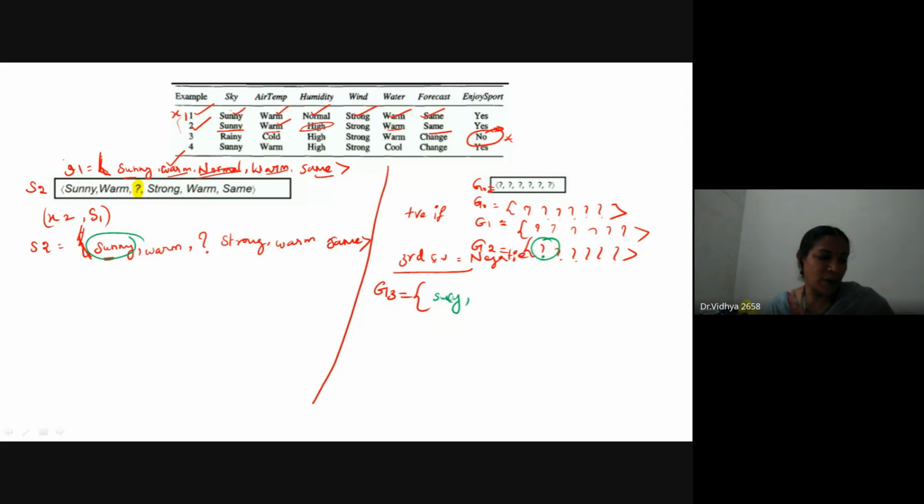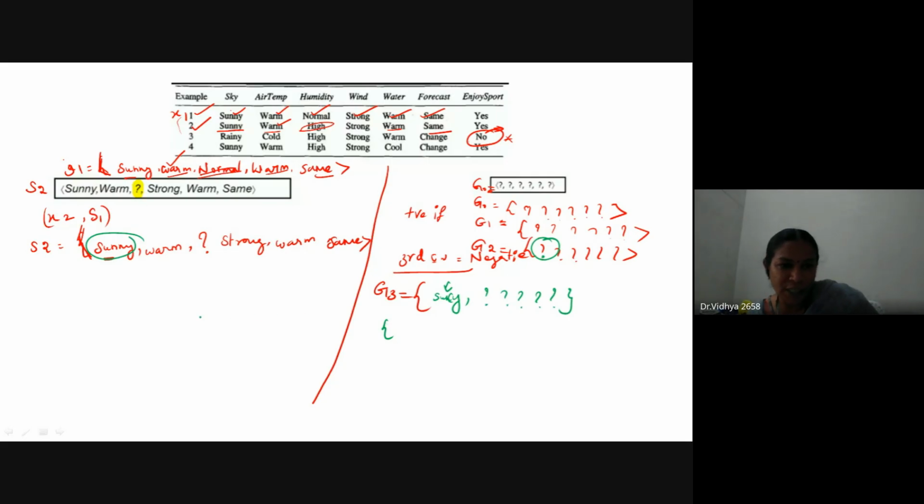If you put the first attribute, the rest of the attributes remain question marks. Totally we have six attributes here. So the first attribute is sunny, and the rest of the attributes are denoted by question marks. That is G3. Then we can try the second attribute also.